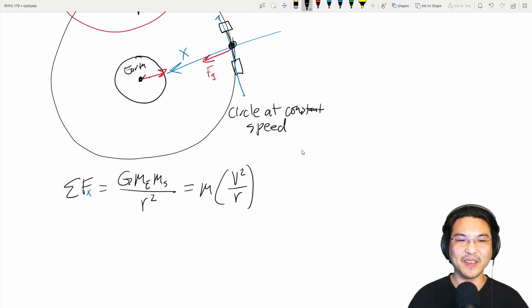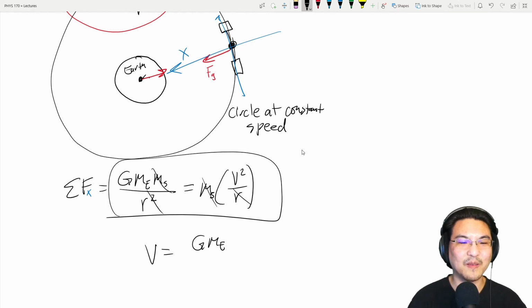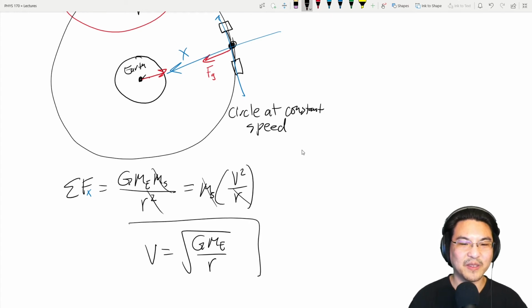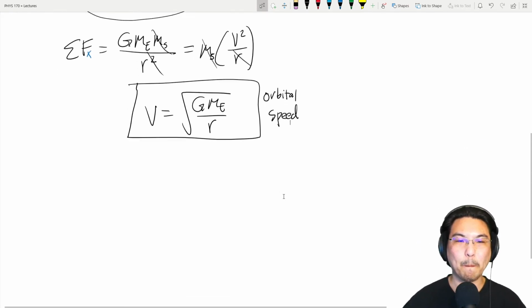So how fast is this? We can solve for v right here. This is the mass of the space station over here, right? So let's solve this for v. We can cancel one of these r's. So v squared is G M_E over r, and then square root. So this is the orbital speed. That's how fast the space station is falling.